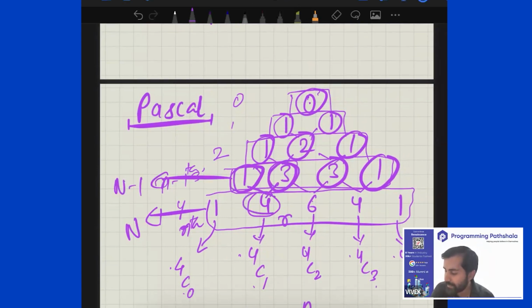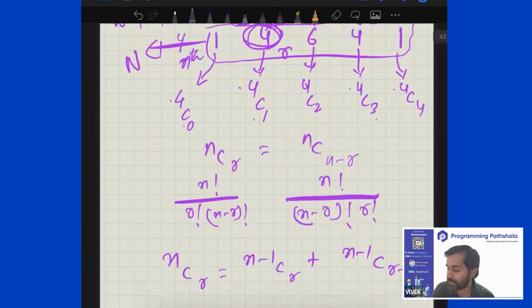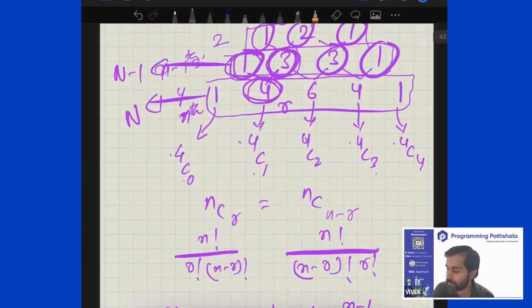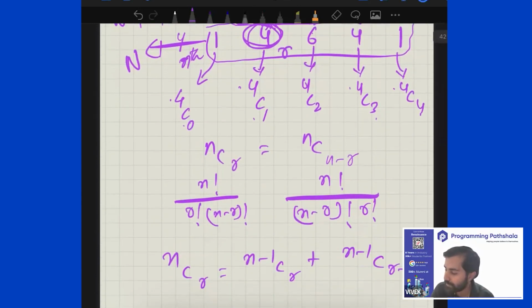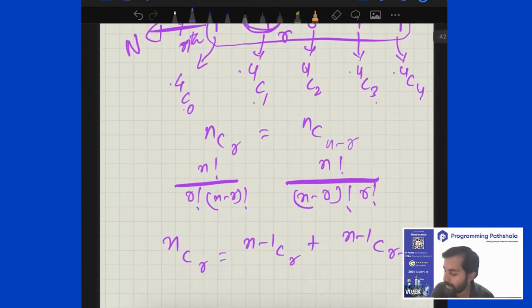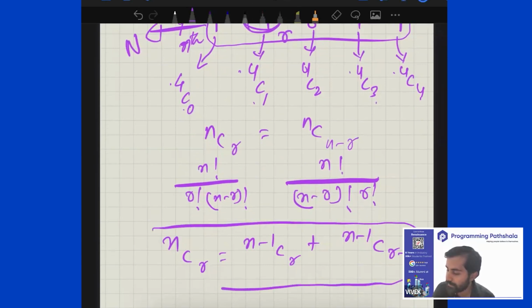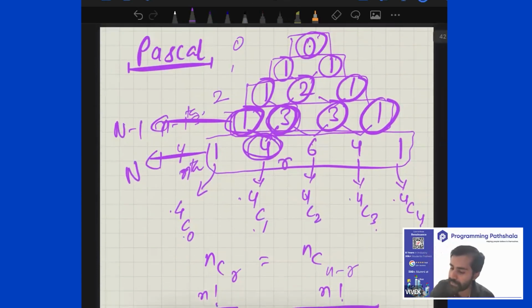So I can say nCr is the sum of (n-1)Cr plus (n-1)C(r-1). That is exactly what, (n-1)Cr, yeah, sorry, I was right. (n-1)Cr plus (n-1)C(r-1). So this is a very important formula that you might have learned in your schools and colleges, but you can see it being reflected here in Pascal triangle.